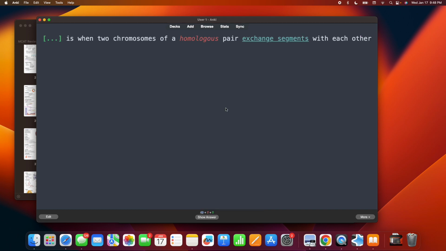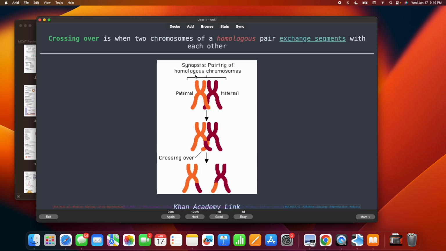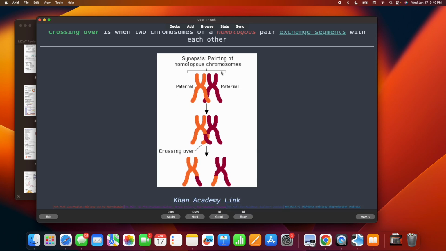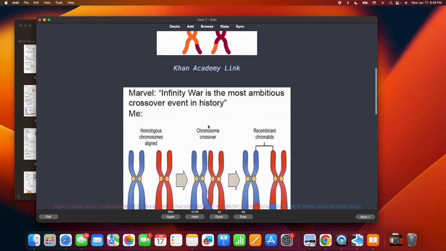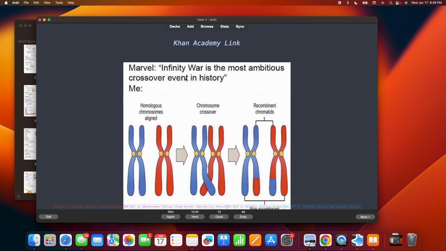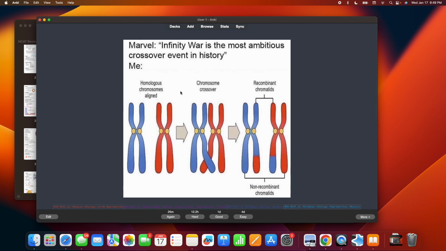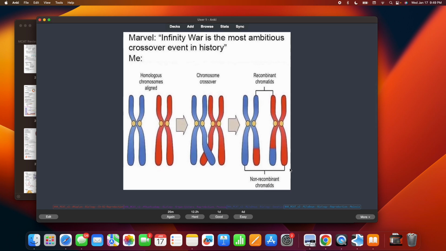What is it when 2 chromosomes of a homologous pair exchange segments with each other? This is recombination, crossing over. Synapsis is the pairing of homologous chromosomes. When they pair, it's synapsis. And then when they're crossed over, Marvel Infinity War is the most ambitious crossover event in history. Homologous chromosomes aligned, chromosome crossover, recombinant chromatids, non-recombinant chromatids.